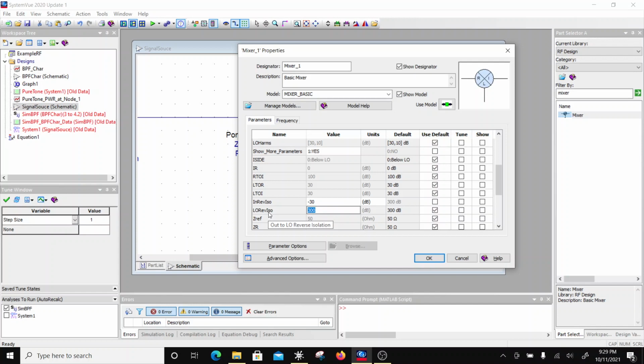And here this is the LO reverse isolation, out to LO. Out to LO means IF to LO, so basically how much of the IF power is leaking into the LO path. So this is a very large number here. Now, LO to RF isolation. This is RF to IF isolation.